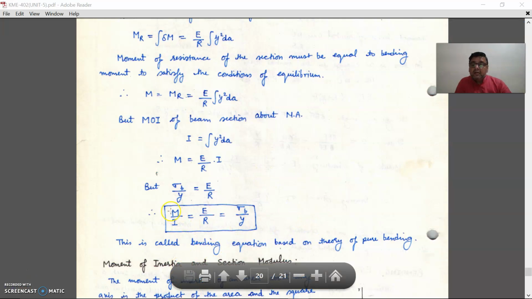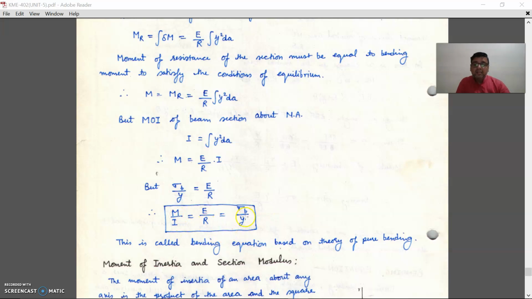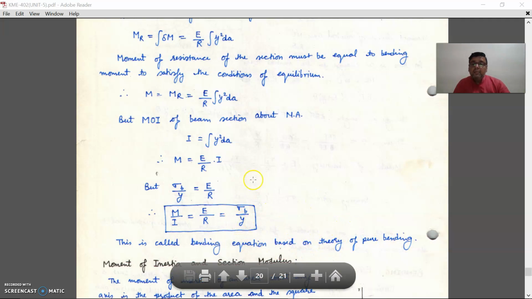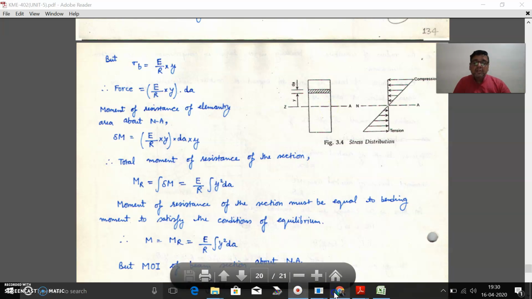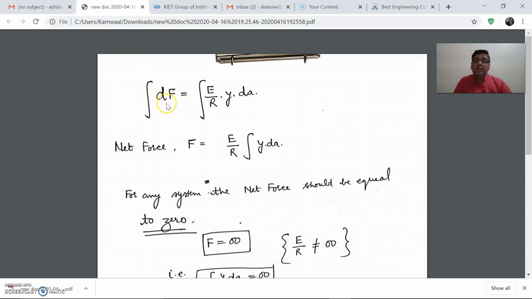So in this bending moment equation, M upon I is equal to E by R is equal to sigma upon y, the problem was that we already said the position of the neutral axis was not defined, right? We know that this is the neutral axis, but where this neutral axis is, is still a question for us. So the answer to this question is, if we calculate the net force across that neutral axis, then dF is equal to E by R y dA, right? This was the same formula we discussed in that document. So net force F is equal to E by R integral y dA.